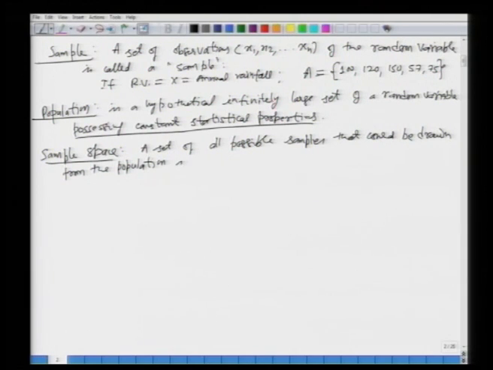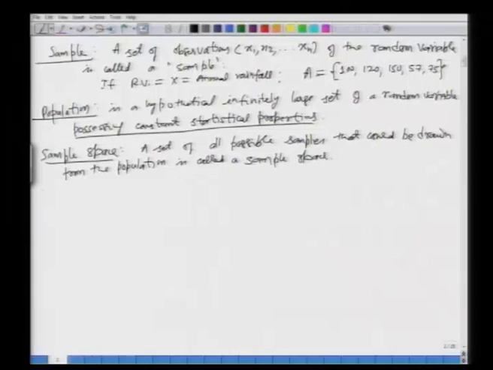Is called a sample space. All right. So, what is a sample space? It is a set of all possible samples that can be drawn. A sample is the collection of the observations of the data. So, it is a set, and sample space is what? Let us say you can draw 10 different samples. That whole space from which you are drawing these samples is called the sample space.